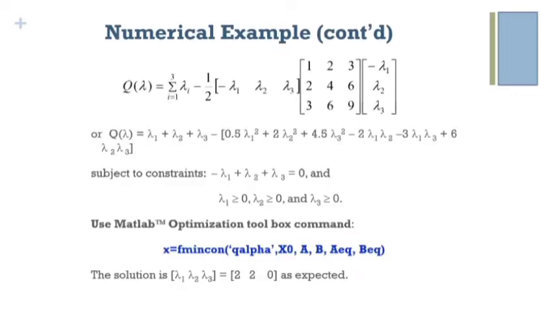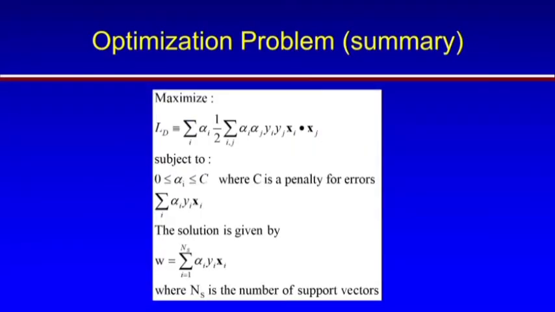Once solved, you get the eigenvalues and eigenvectors, and you solve for the appropriate values. This is the optimization problem. So in summary, the optimization problem you want to solve in support vector machine is to maximize this subject to this, where C is the penalty for error, the cost. This is a very important hyperparameter that you need to optimize in support vector machine. And the solution is given by this, where n is the number of support vectors. So n is very important. With those support vectors, you can solve for the testing cases.